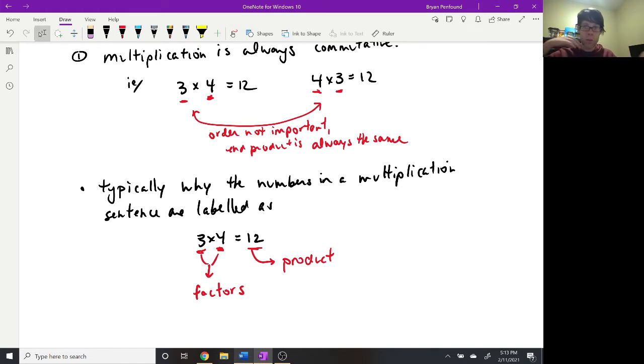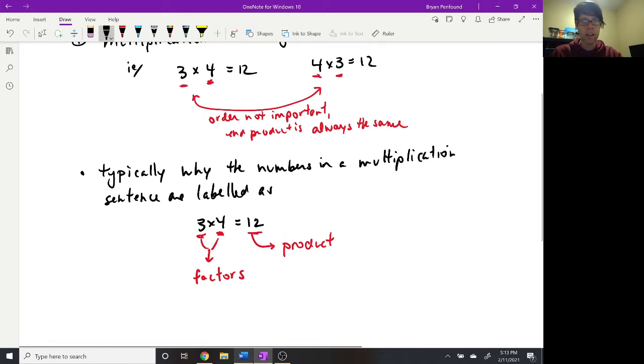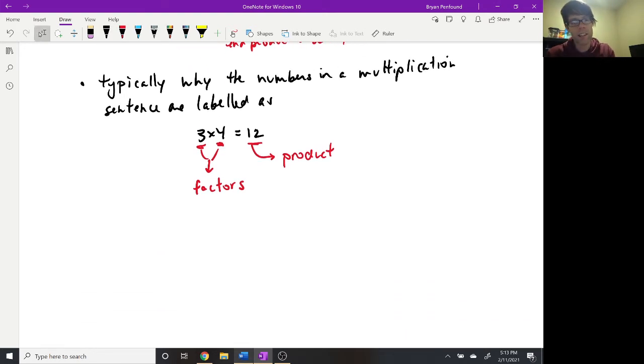The reason we only have 2 names and not 3 different names is because multiplication is commutative. So it doesn't really matter the order of these first 2 numbers. I can refer to both of them as factors because I know that the order really doesn't matter with regards to these numbers. Now, it turns out that multiplication is always associative as well.